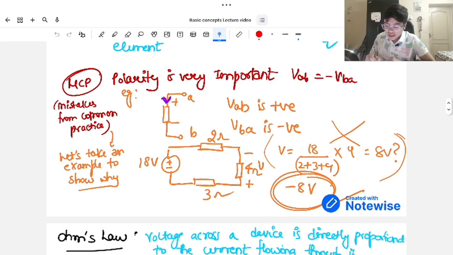Now, I need to find out this V. You'll be like, this is so easy: 18 divided by 2 plus 3 plus 4, times 4, right? That should be my answer. 8 volts? No.